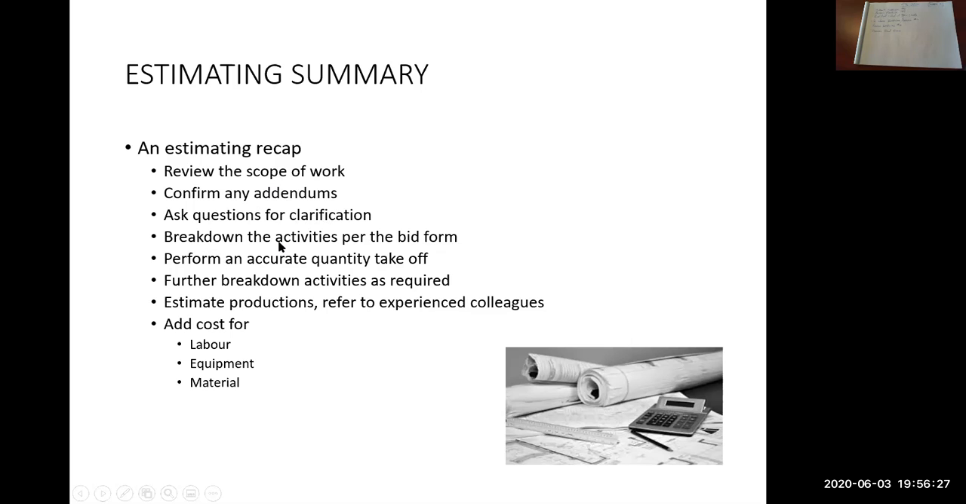So break down the activities based on the bid form. So we've looked at a couple of sample bid forms. So set up your estimate based on those bid items, based on the bid form. If you have a bid item for road base and a bid item for sub base, you need to price those separately. So come up with a unit price for road base, come up with a separate unit price for sub base. You can't combine the two together. So you have to bid on what the bid form is telling you to bid. So each individual item needs to be bid separately.